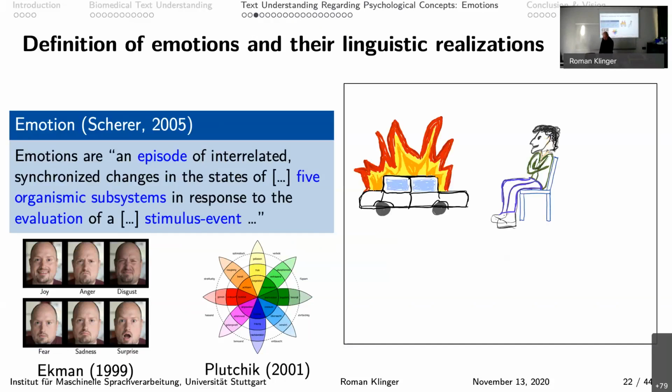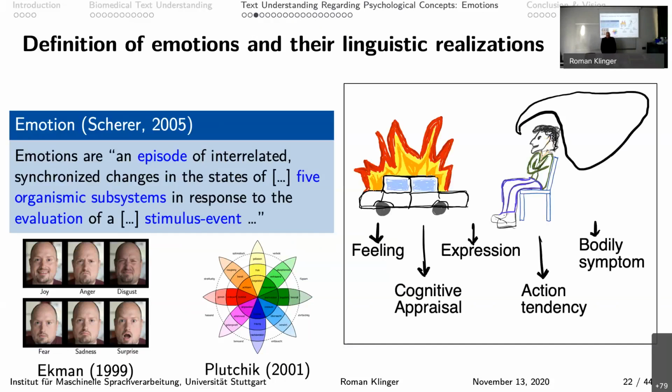Now there are these different subsystems that play a role. The person develops a subjective feeling. Nervous, perhaps, a little bit, perhaps not so good. Then there's an appraisal. For instance, the person says, well, this could be dangerous for me. So perhaps I should make sure that my house doesn't burn.